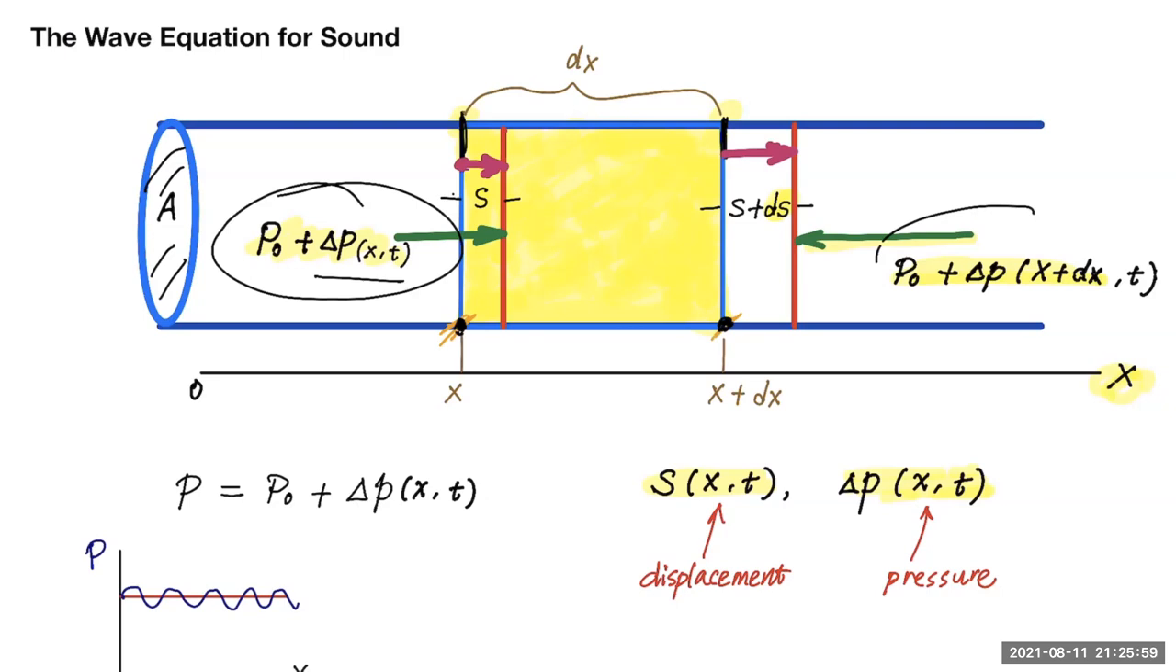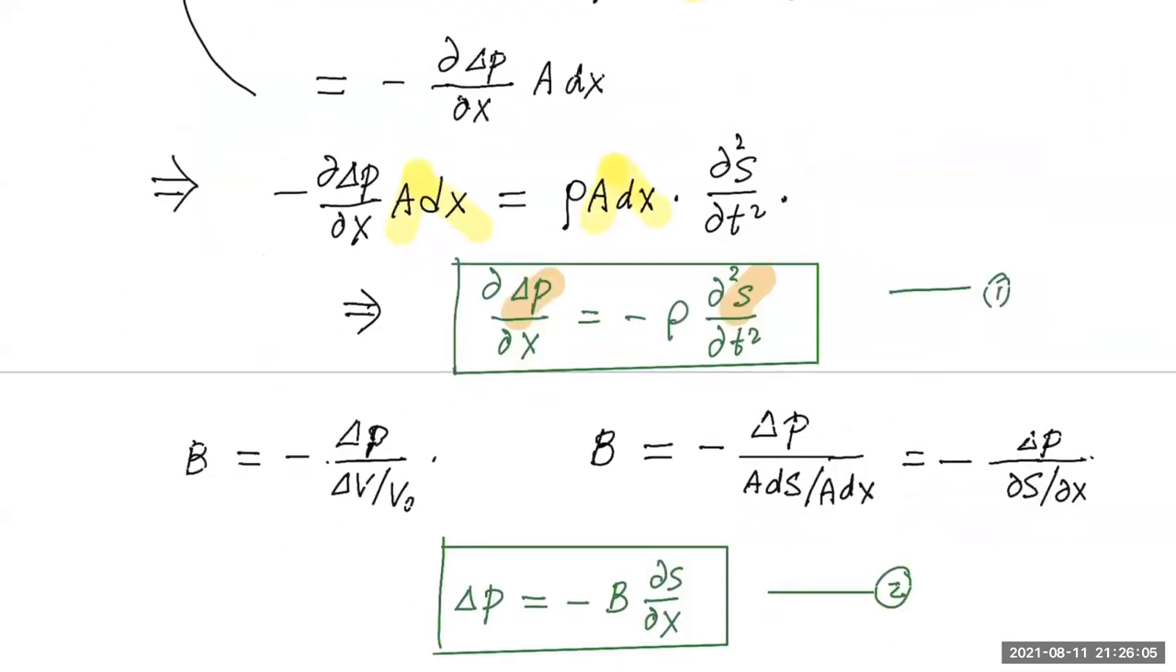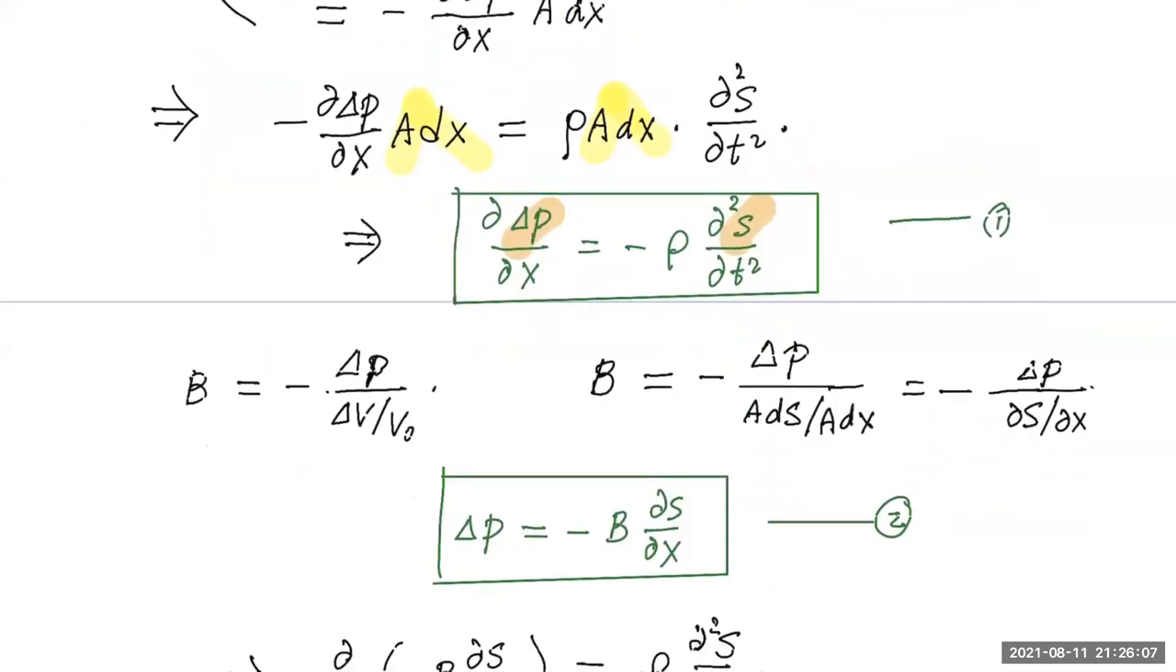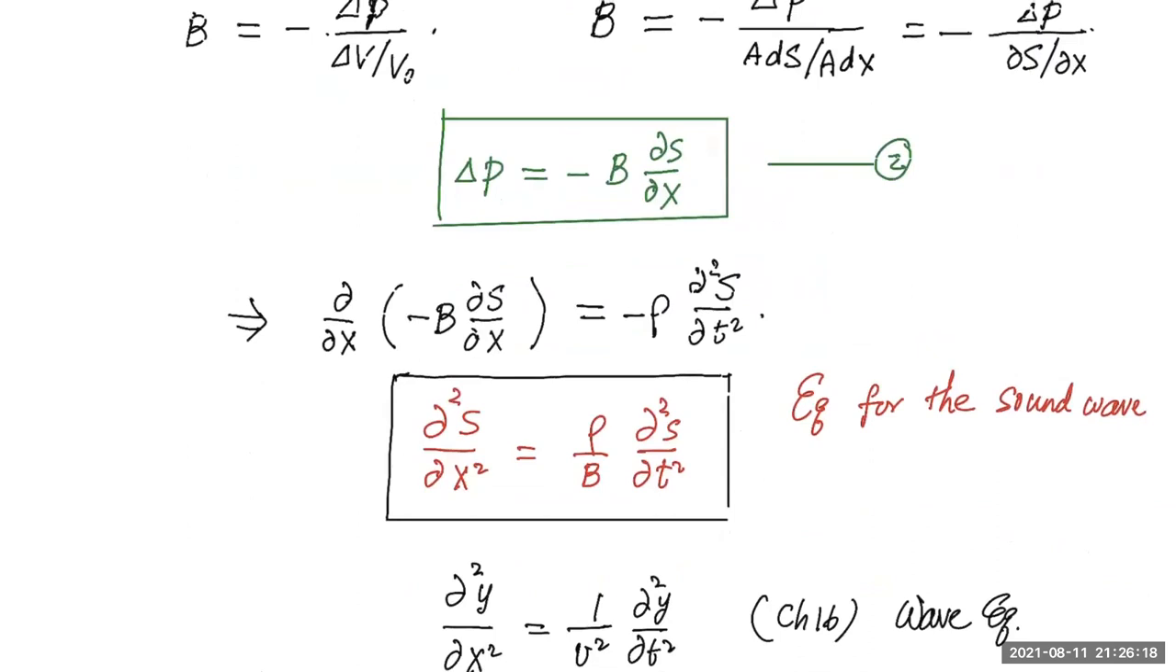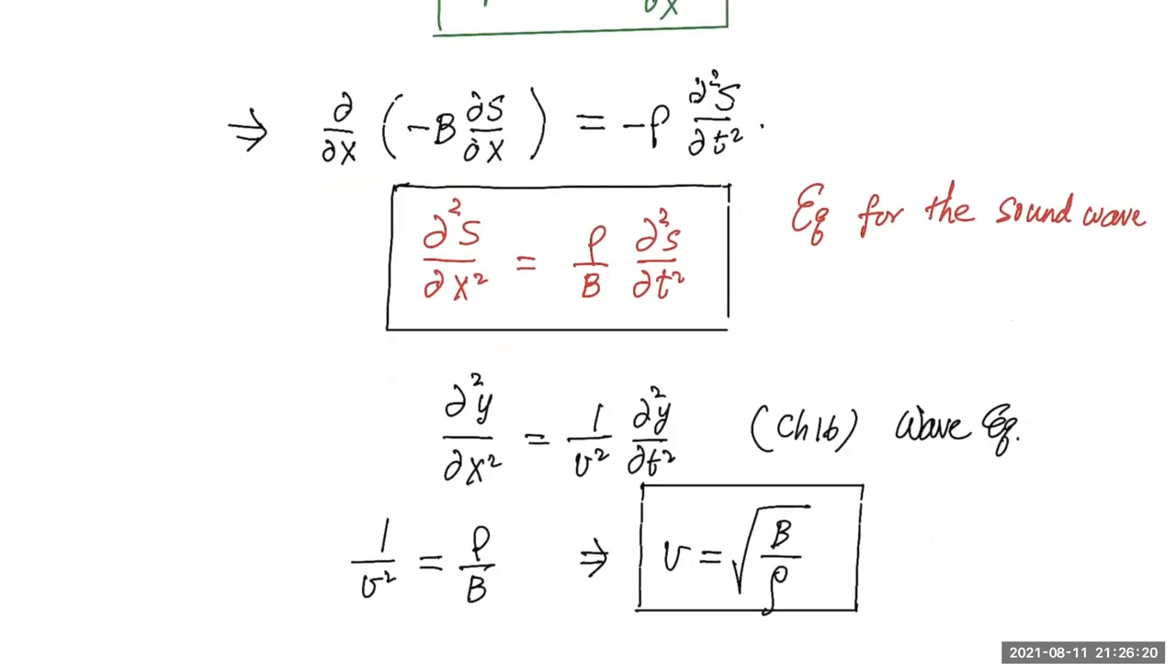So we can either think of it as a pressure wave or displacement wave, and they're clearly related in the second equation, equation number 2 right here. So you can either solve for S or solve for delta P. You will get the equation for the sound wave. All right, and we also found the speed of the sound wave.